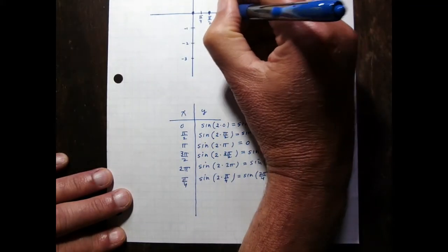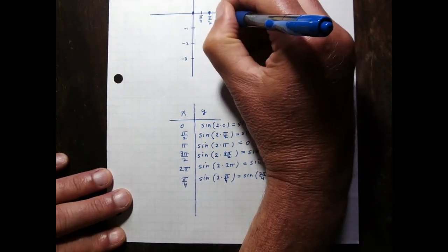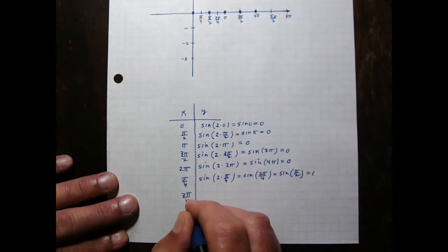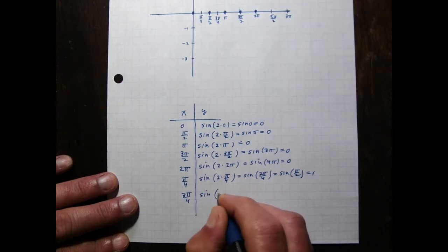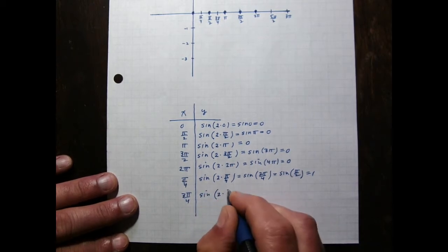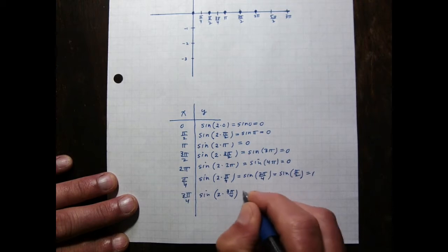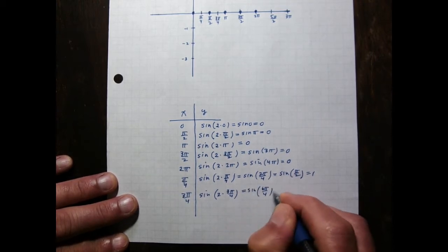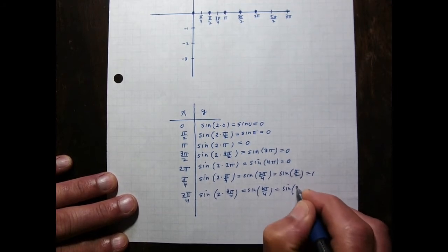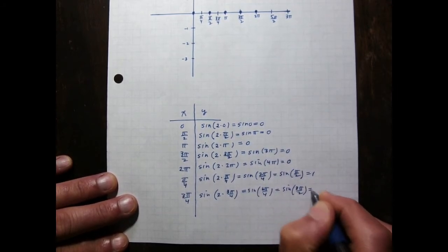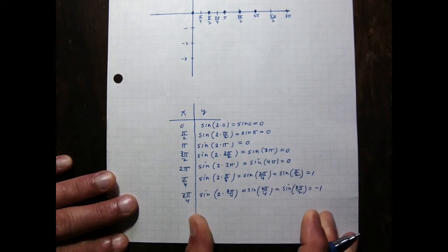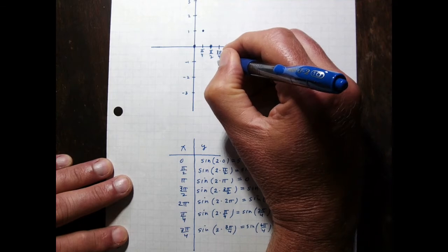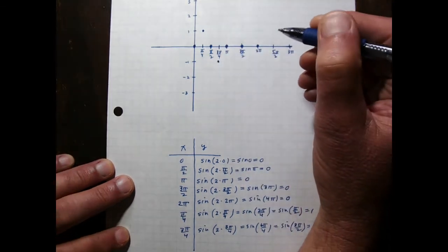And why don't we try halfway between pi over 2 and pi, which is 3 pi over 4. Let's try plugging in 3 pi over 4. Sine of 2 times 3 pi over 4 is sine of 6 pi over 4, or sine of 3 pi over 2, which is negative 1. So at 3 pi over 4, I'm away from the x-axis again. I get a point at negative 1.